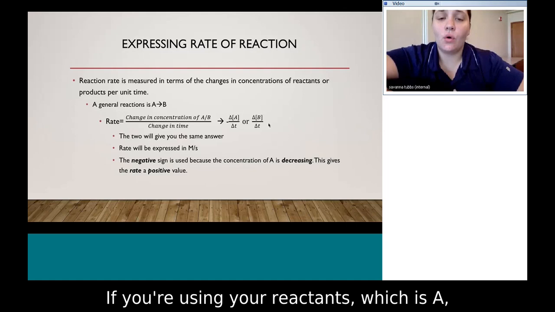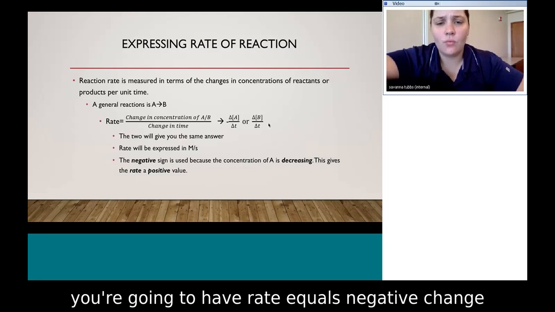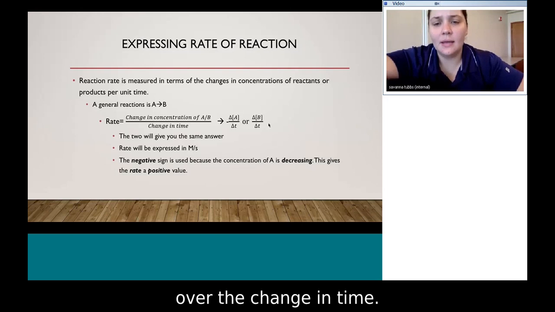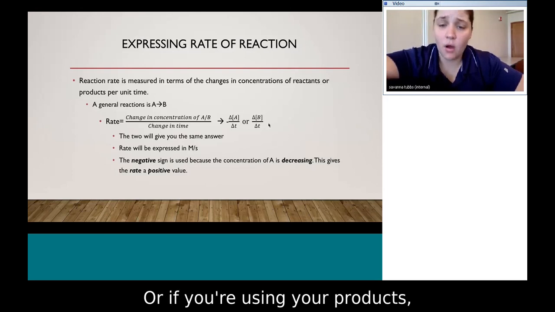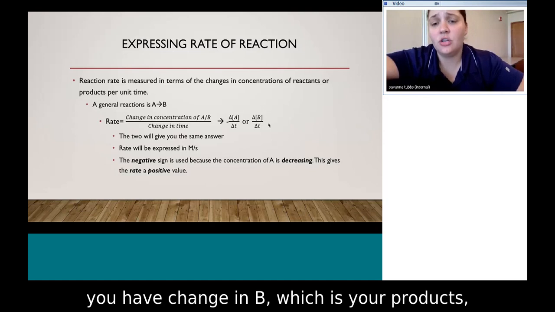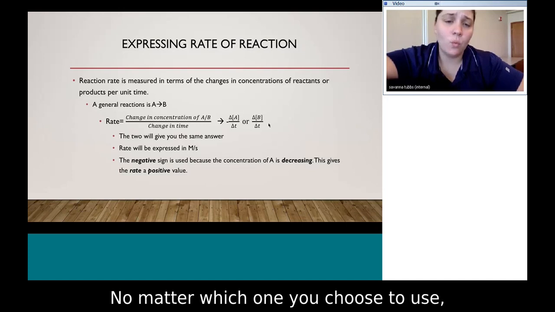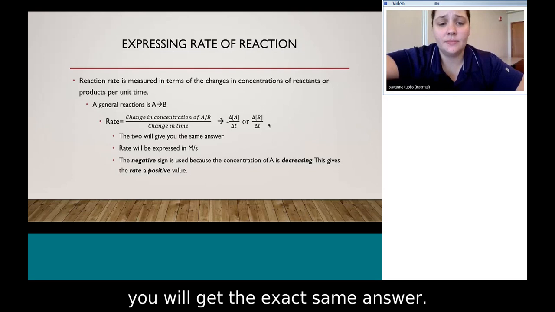If you're using your reactants, which is A, you're going to have rate equals negative change in the concentration of A, or your reactants, over the change in time. Or if you're using your products, you have change in B, which is your products, over the change in time. No matter which one you choose to use, you will get the exact same answer.